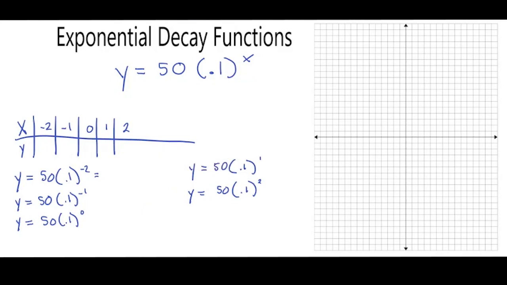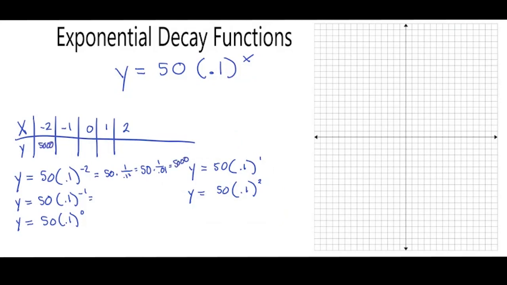So I'll slide that over a little bit and make some room. So that's 50 times, well, when I have a negative exponent, that means we make a fraction. So it's 1 over 0.1 squared. So that's 50 times 1 over 0.01. So if you punch that in your calculator, that's 50 times 1 divided by 0.01, which is actually 5,000.